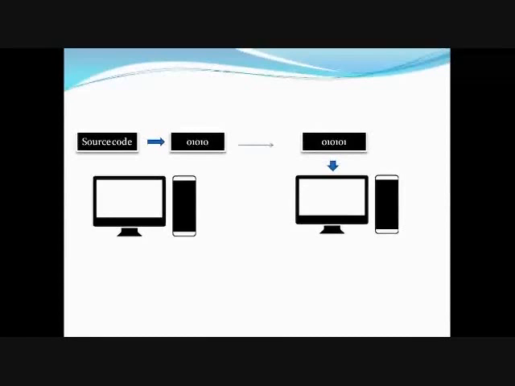There are many advantages and disadvantages of a compiler. Advantages first: your source code is private. Your source code cannot be seen by anyone, which is secure.